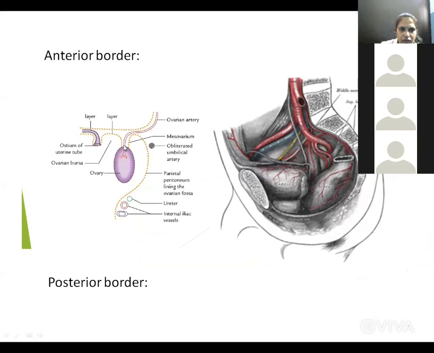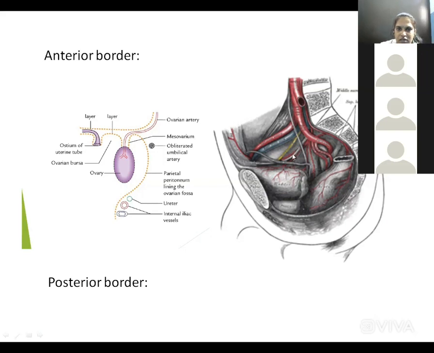Anterior border, as we have seen, gives attachment to the mesovarium, which acts as a hilum, a channel for the ovarian vessels and the nerves. This is the anterior border. Now over here, this is the ovarian fossa we have seen. Anteriorly, it is related with the obliterated umbilical artery. This is also an anterior relation.